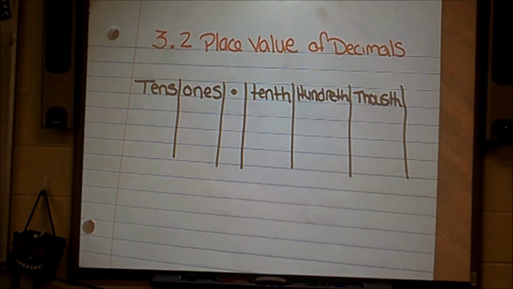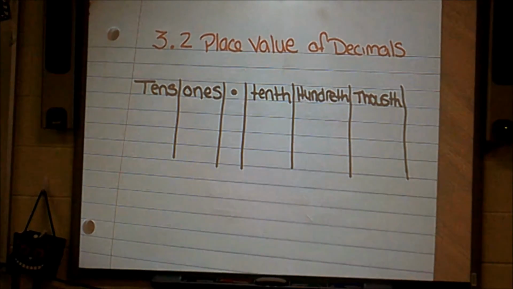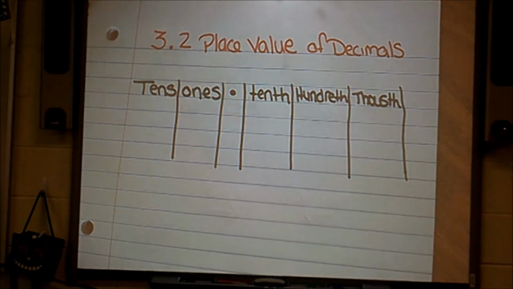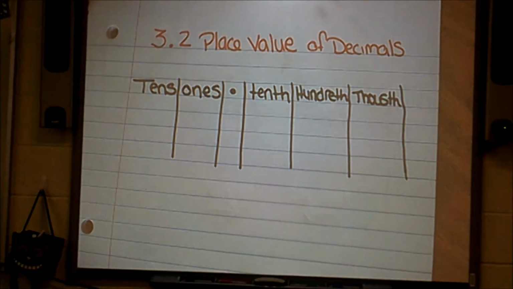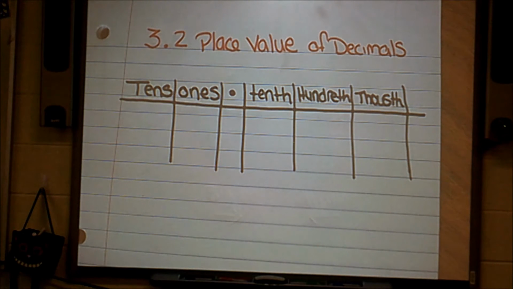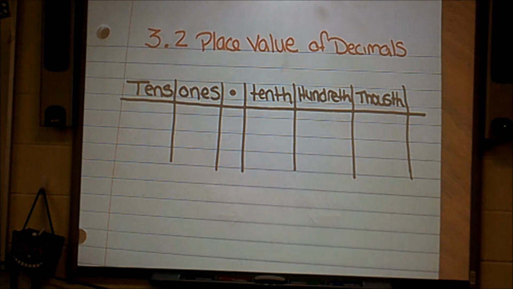All right, ladies and gentlemen, today we are going to be looking at section 3.2, place value of decimals. My suggestion to you would be to jot down this chart that I have created in my notes already. So pause the video if you need. And we're going to really dive into how to dissect this place value and how to write it in a form you're probably familiar with. So after you have this chart written down, we're going to add some numbers to it.